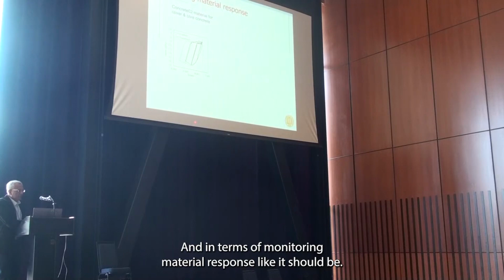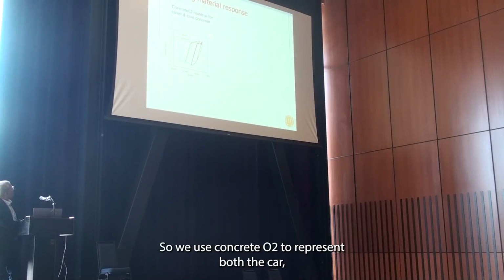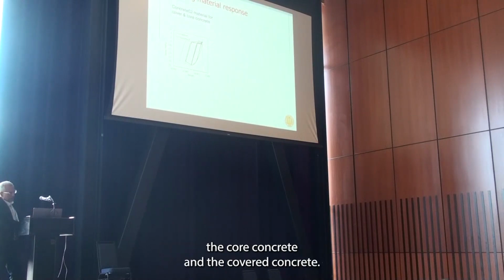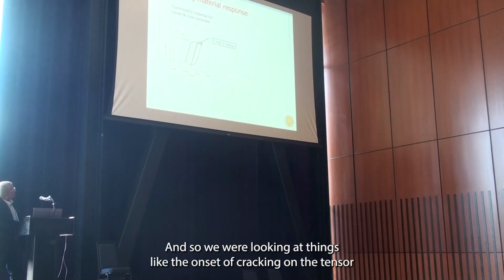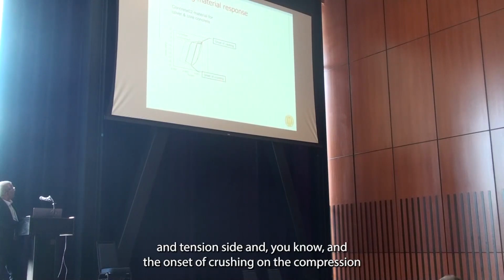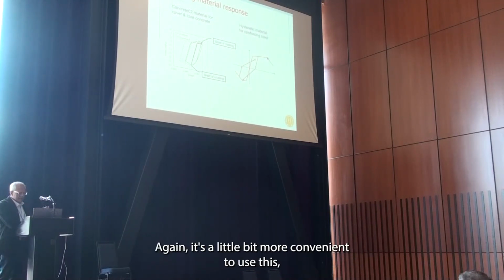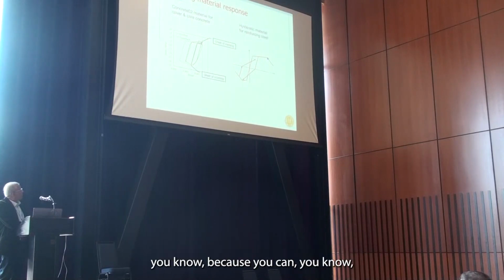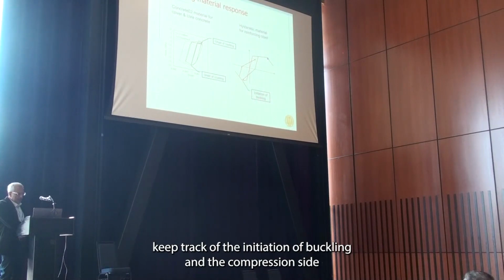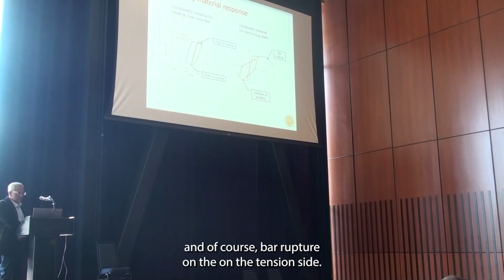And in terms of monitoring material response, like I said, we used Concrete02 to represent both the core concrete and the cover concrete. So we were looking at things like the onset of cracking on the tension side and the onset of crushing on the compression side. In terms of the steel model, we use the hysteretic material. Again, it's a little bit more convenient to use this, because you can keep track of the initiation of buckling on the compression side, and of course bar rupture on the tension side.